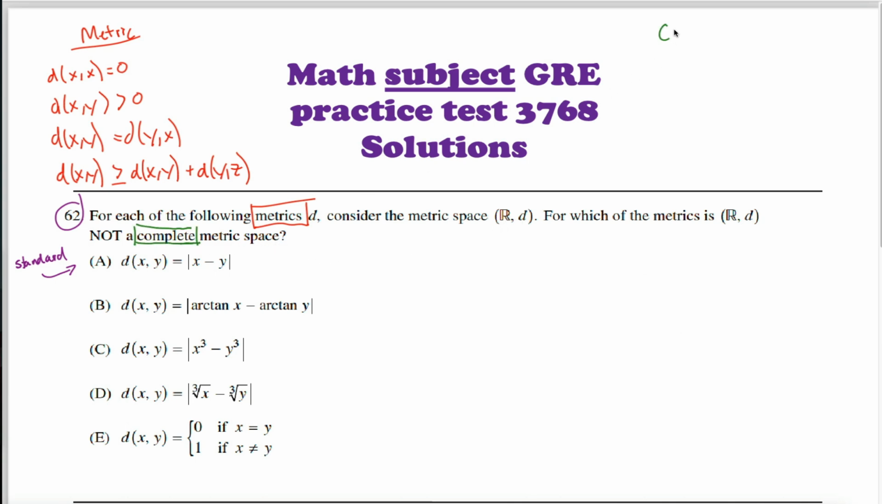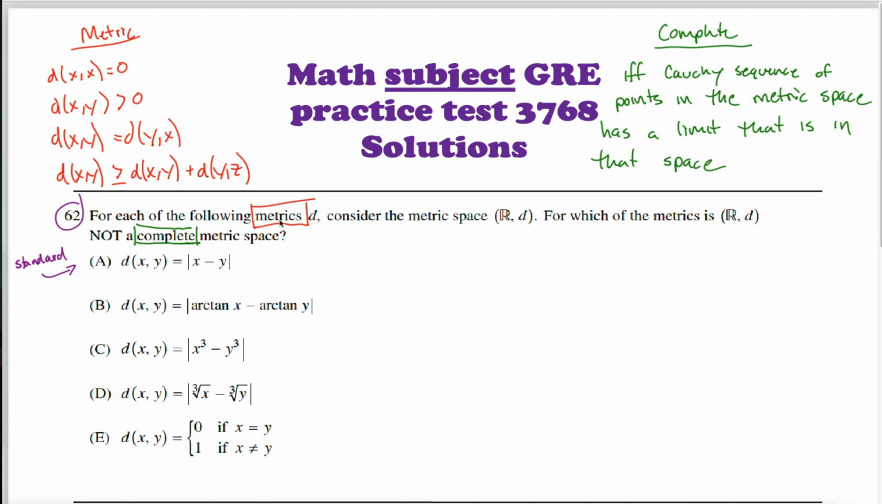What it means for a metric space to be complete is just if every Cauchy sequence of points converges to a point in that space. So we understand what a metric is, which allows us to define a metric space. We understand what a complete metric space is. The only problem is within this definition of a complete metric space, we reference these things called Cauchy sequences.